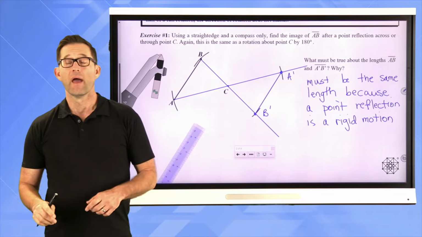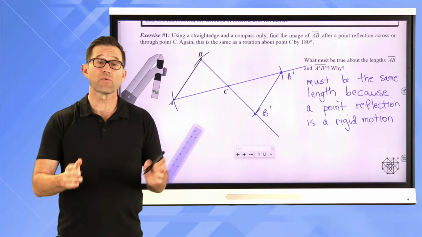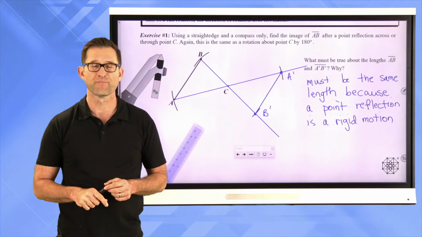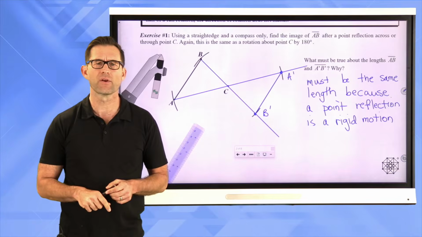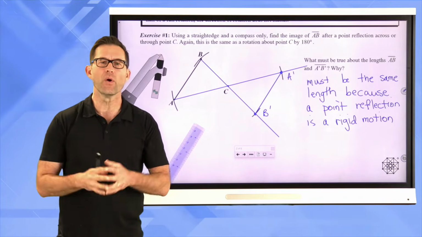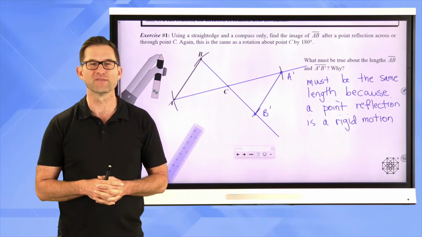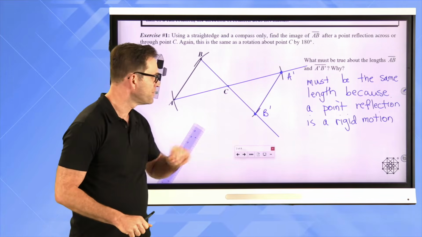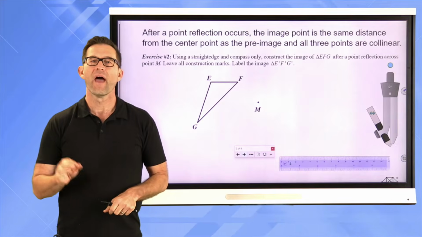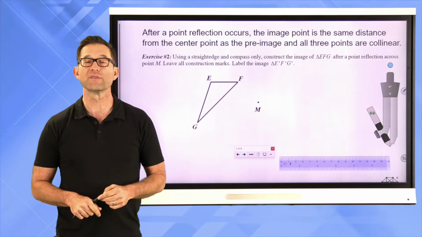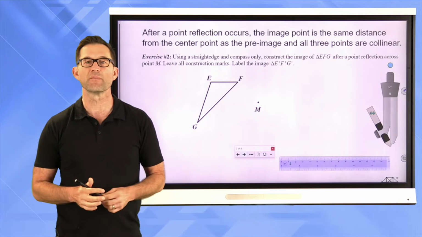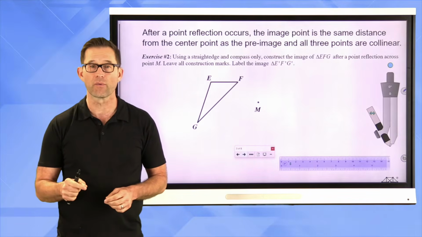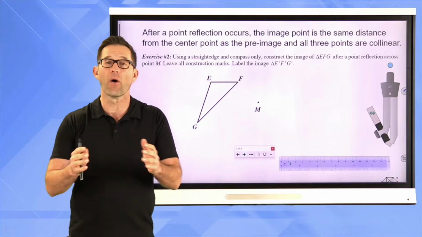Right? And of course, the reason it's a rigid motion is because rotations are rigid motions and point reflections are just 180 degree rotations. I really wish we would just call them 180 degree rotations, but they want you to know that a 180 degree rotation about a point is called a point reflection. Awesome. Let's keep going on. All right. After a point reflection occurs, the image point is the same distance from the center point as the pre-image, and all 3 points are collinear, right? That's the real key on all of these.